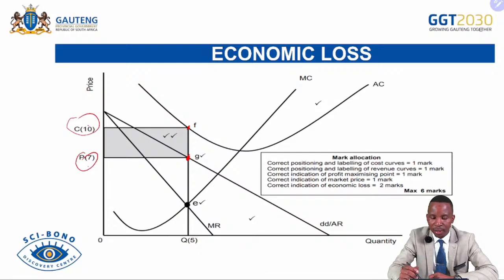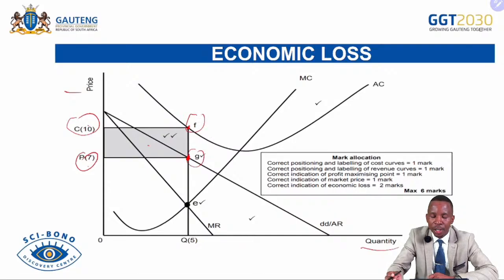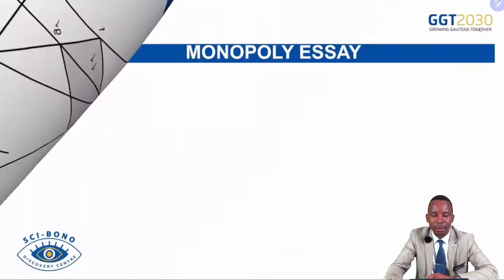You draw your graph neatly, you label your axes, you indicate the loss area, you indicate your cost, and you indicate your revenues. Then you will be rewarded marks based on the positioning of the cost curve, the AR and AC curves, and the profit maximization point where MC equals MR, which will also be a mark. And then 2 marks for the shaded area, which indicates economic loss. And then labeling your quantity and price will give you a mark.